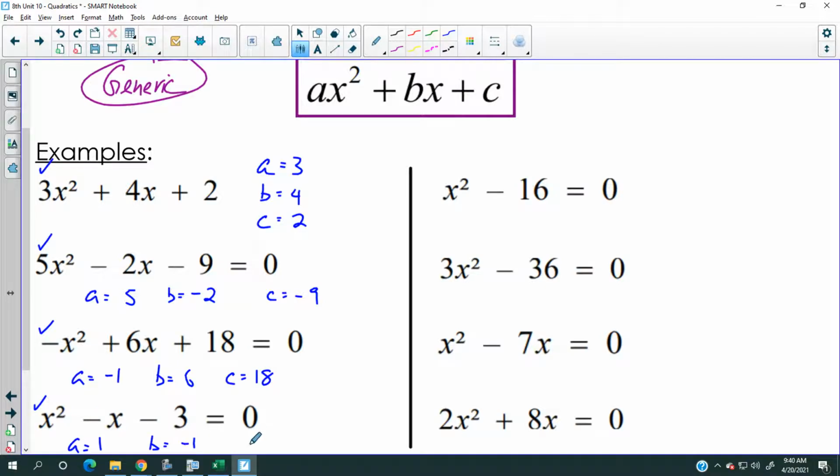-1. Right? And what's C? -3. All right, so far so good. All right, let's kick it up a notch. All right, so here we got x squared minus 16.